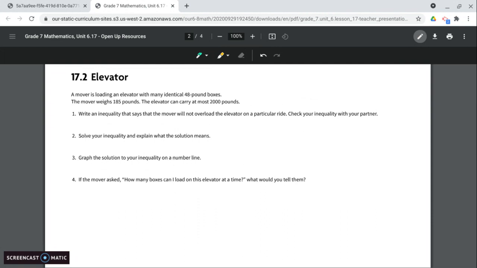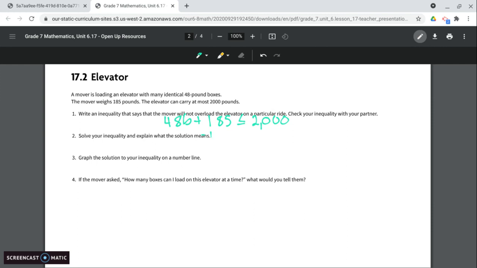So we know that he weighs 185 pounds. We also know that the elevator can't go over 2,000, but it could be exactly 2,000. So we use the less than or equal to symbol. We also know that each of these boxes is 48 pounds. So our inequality would be 48b plus 185 is less than or equal to 2,000. So now we want to solve this.